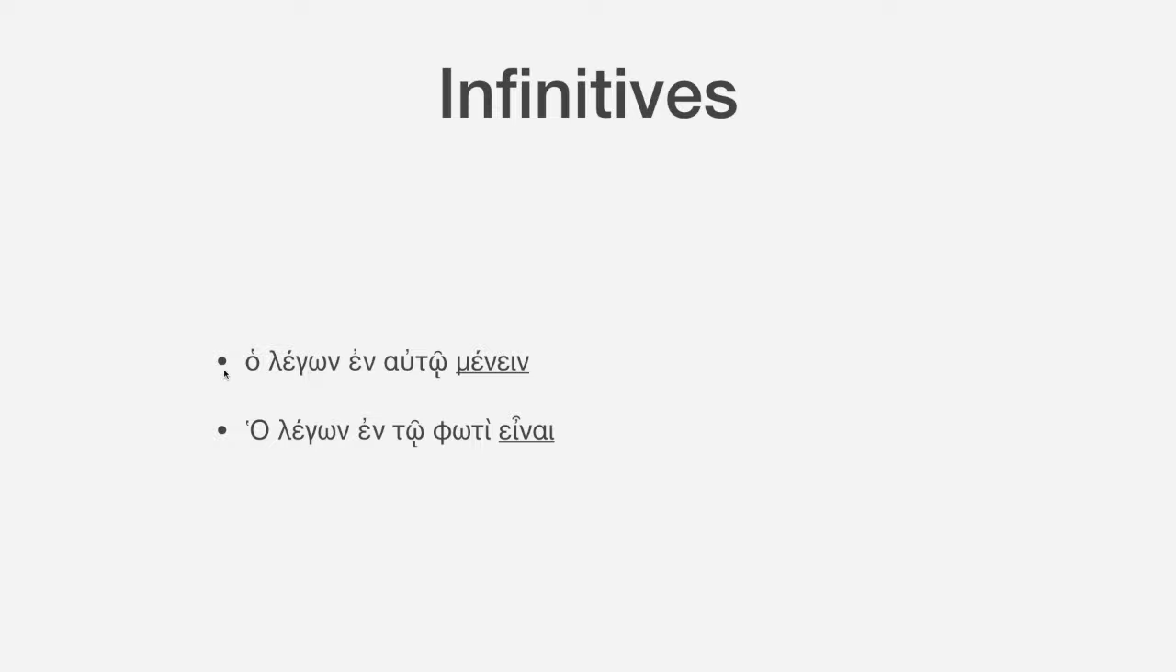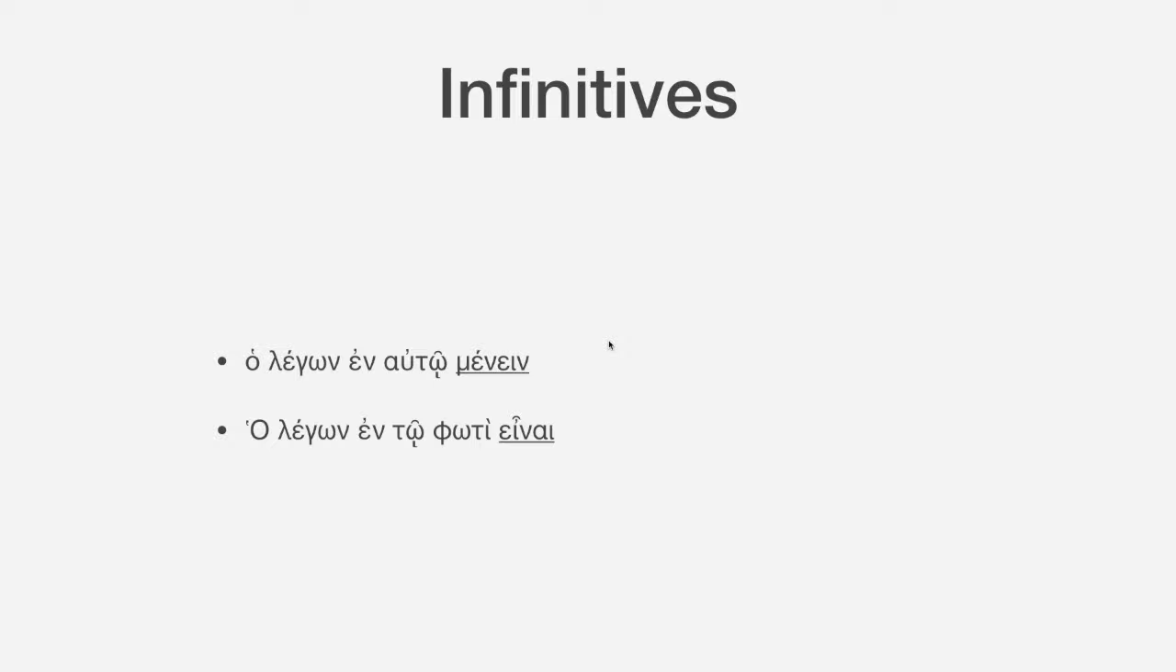But in this, let's just look at these examples here. You've got ha legon en auto menein. The saying, see, this is from lego, to say. Now, it's got the -on ending. We've got ha legon. That's a very common pattern, as I pointed out. And here you'll gloss that as "saying." The one, you can say the one who says, or the one saying, in him. And then you've got this menein.